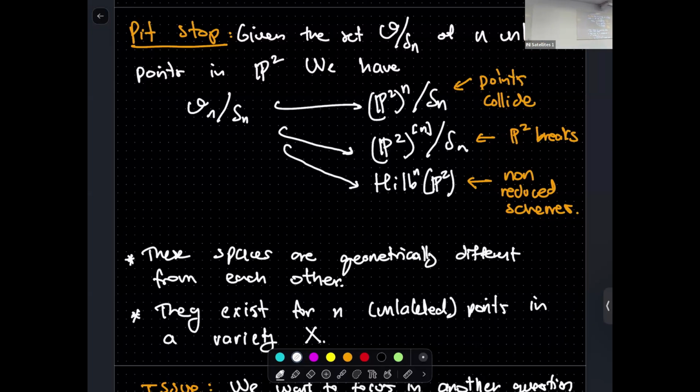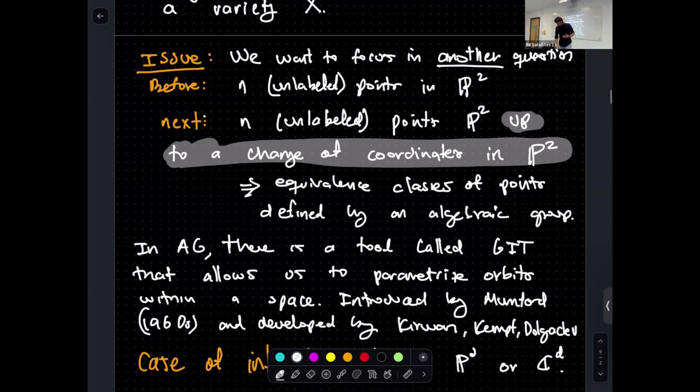What I really want to do is consider this configuration up to a change of coordinates in P2, so up to isomorphism. Right now I'm working in P2, but you can also put this in another variety, and then work up to the automorphisms of the ambient space. That is really the question which I want to study. I want to consider these equivalence classes.